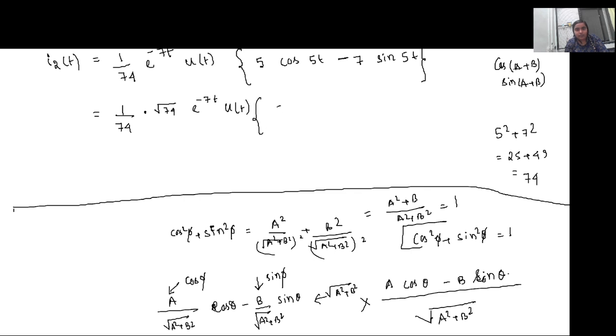So it is 5 by square root of 74. What I have done is multiply the numerator and the denominator by square root of 74, giving cos of 5t minus 7 by square root of 74. We already have 1 by root 74 outside, right? Can't we just take that inside? Yes, it's rather the same thing, like multiplying. Either you can write it like this. So it is the same thing, right? So 1 by square root of 74 will be outside. That's it.